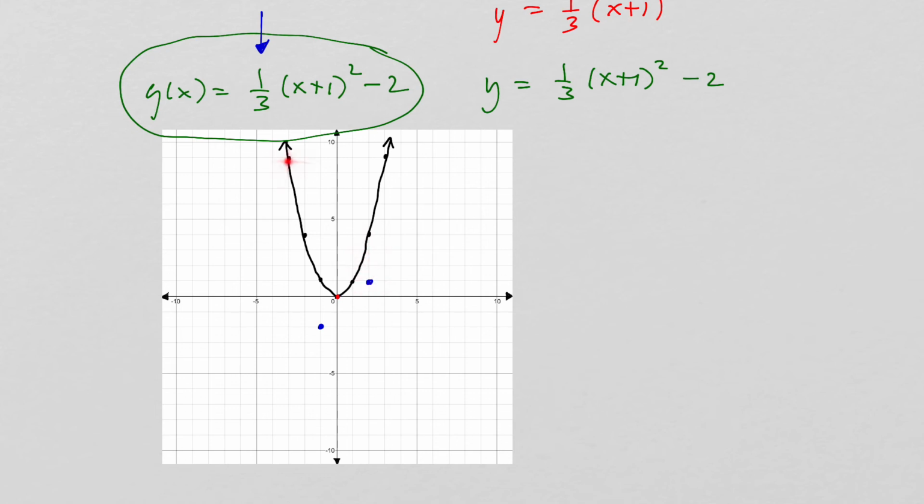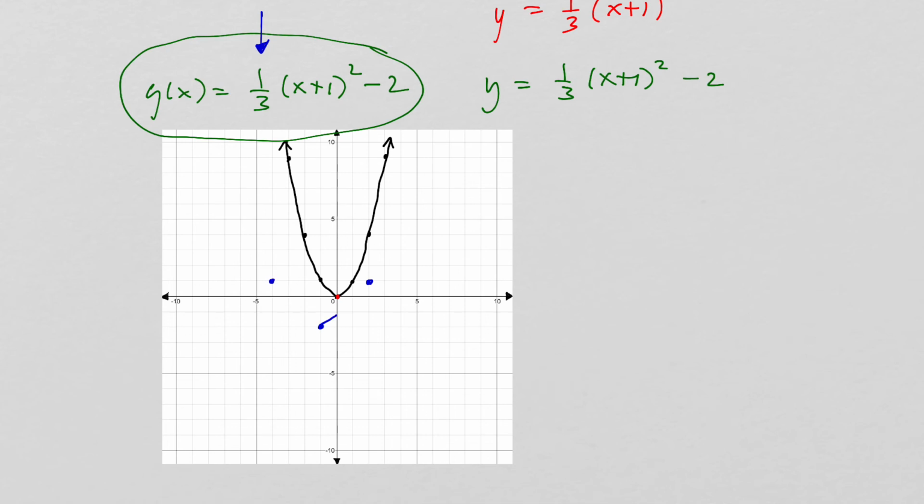And then I can do the same thing with this point up here. If I vertically compress that by a factor of 1/3, that's going to bring it down to this level here, right? Because 1/3 times 9 is 3. And then I shift that to the left 1 unit and down 2 units, and that brings us to this point right here.